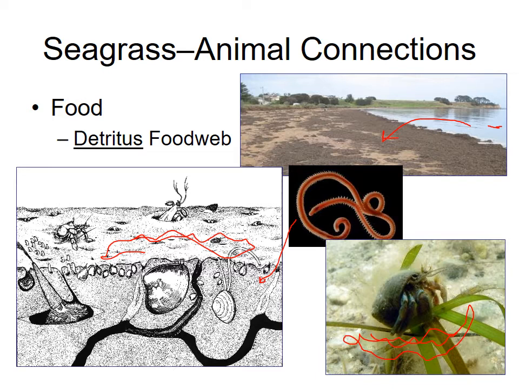And we think that in temperate seagrass beds in particular, this detritus food web is sort of the dominant way that the seagrass primary production enters the environment because there are fewer organisms that directly eat the live seagrass. So detritus food web, very important in seagrass beds.